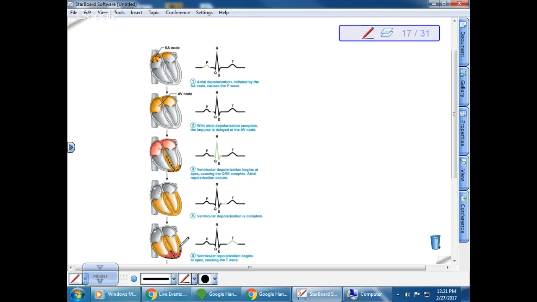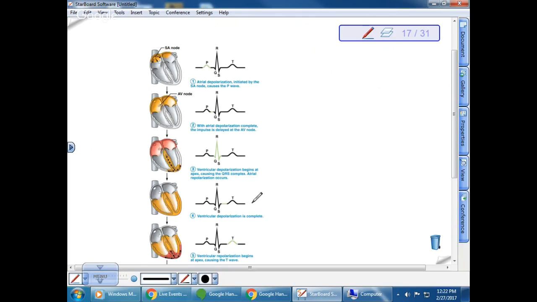Okay, so remember, depolarization just means contraction, and repolarization would be relaxation. Okay, so as it goes through, they're showing where it is. So QRS, this is ventricular, it's just finishing its contraction, right? And then here it is, it's starting to relax.